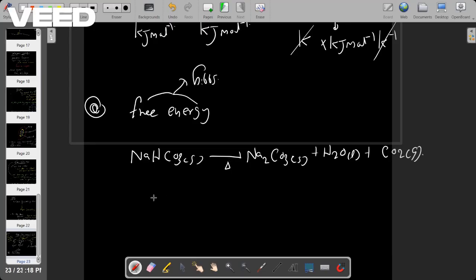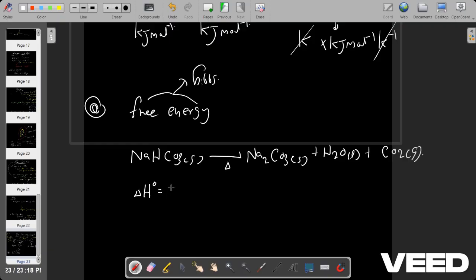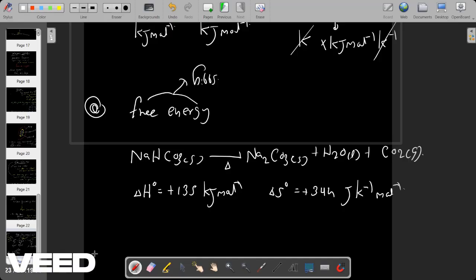This is the equation. Check whether it is balanced or not. For the balanced equation, when this reaction is happening, the enthalpy change is plus 135 kilojoules per mole. Entropy change is plus 344 joules per Kelvin per mole. Find the Gibbs free energy value. Later I will tell you, by looking at Gibbs free energy, how to tell whether a reaction is feasible or not.